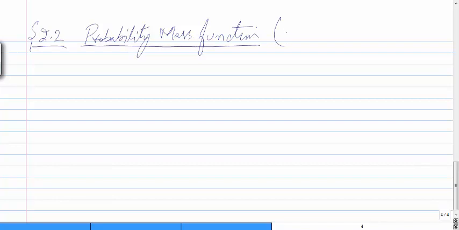Now we will move to the next article, 2.2, and this article is about the probability mass function. We also write it in shorthand as PMF. So what is PMF? We have a definition, 2.4.